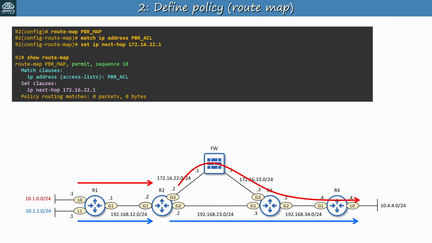I then confirmed with show route-map. Note that the default permit and sequence number 10 were used because I didn't specify them. In this example, we're using a simple single entry route map, so this is fine. Below you can see the match clause matching PBR-ACL and the set clause setting the next hop to 172.16.22.1. And that's all for step 2. But a route map on its own doesn't do anything. You still have to apply it to an interface to enable PBR for traffic entering that interface. We'll do that in step 3.